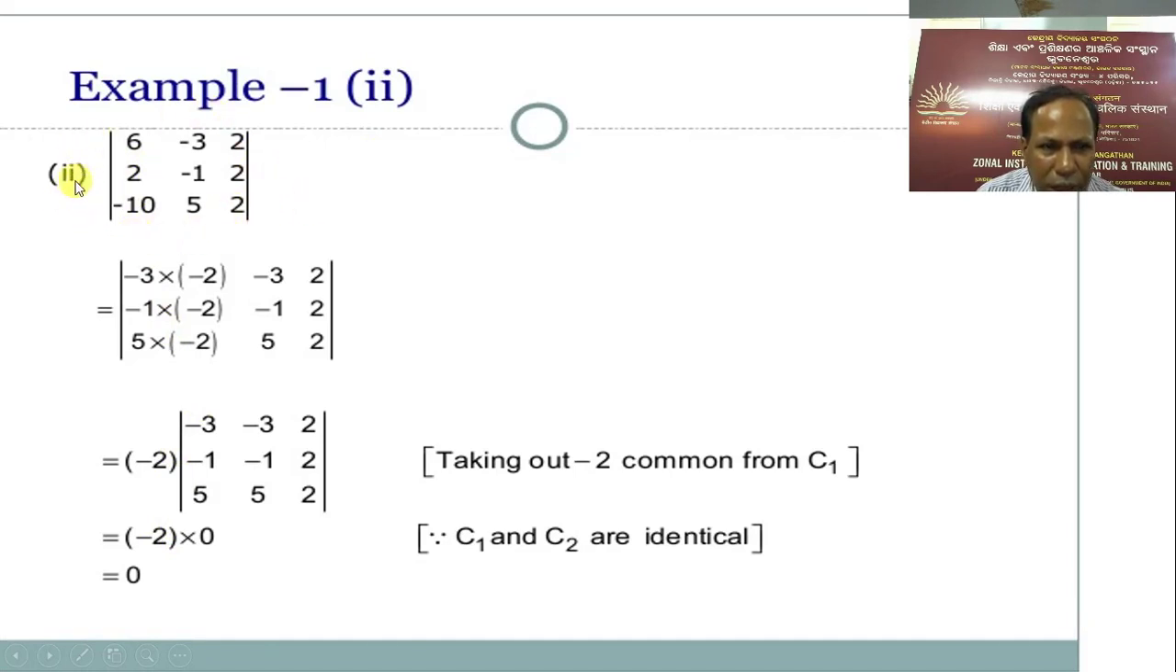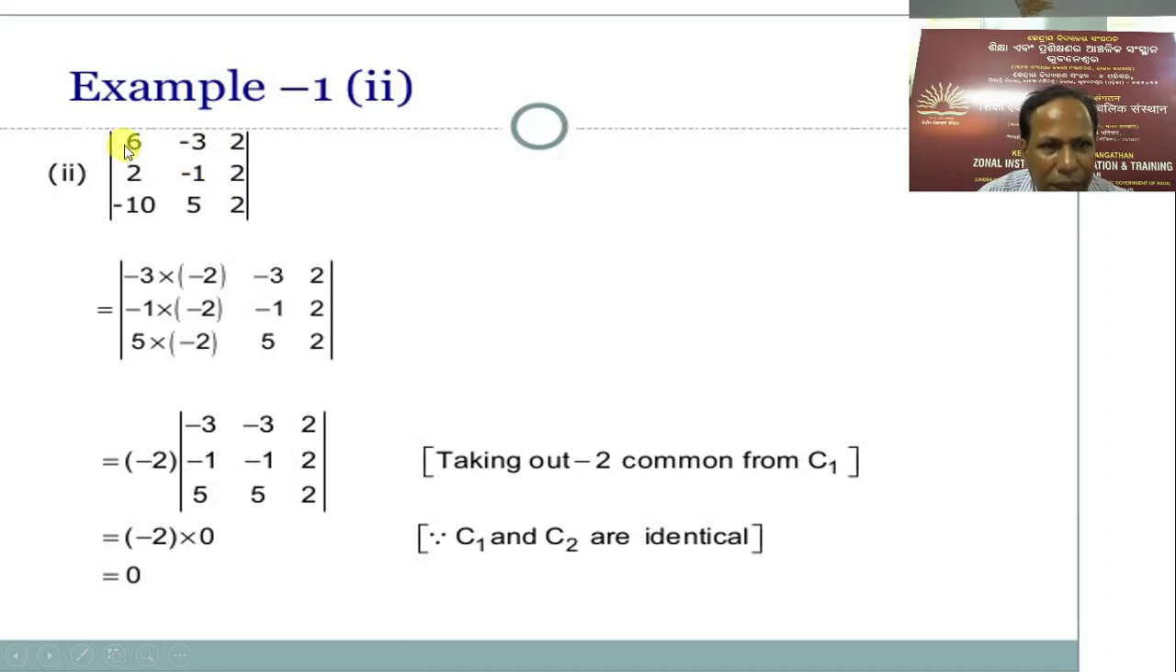So the question is: evaluate this determinant using properties. 6, minus 3, 2; 2, minus 1, 2; minus 10, 5, 2. We have to evaluate this determinant. Here direct evaluation is not allowed. We have to evaluate this determinant using the properties of determinants.